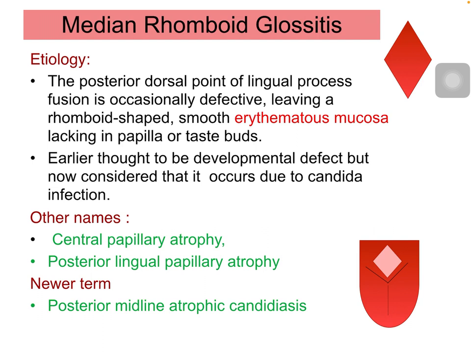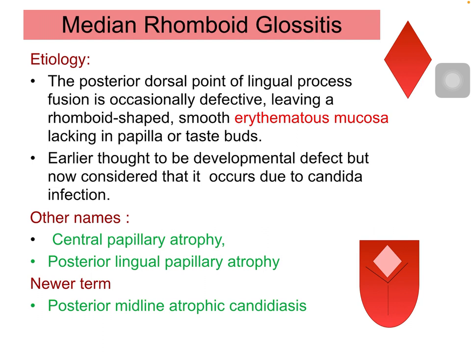Median rhomboid glossitis causes the posterior dorsal point of the lingual process to be occasionally defective, leaving a rhomboid-shaped, smooth, erythematous mucosa, which is lacking in papillae or taste buds. Earlier, it was thought to be a developmental defect, but now it is considered to be due to Candida infection.